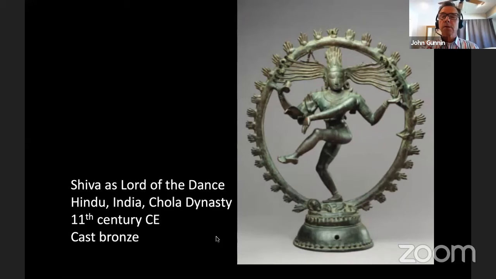Shiva is in charge of destruction, and at the same time of regeneration. So Shiva is a god that perpetuates change through life, death and rebirth, destruction and rebuilding. And so there's some very nice iconography on this.